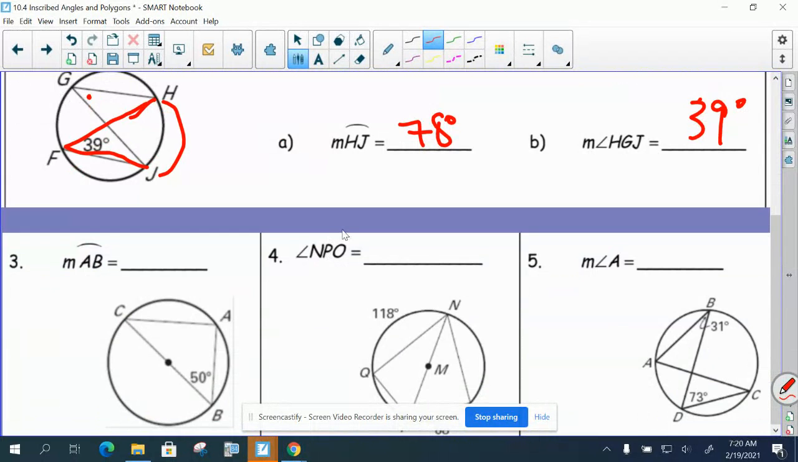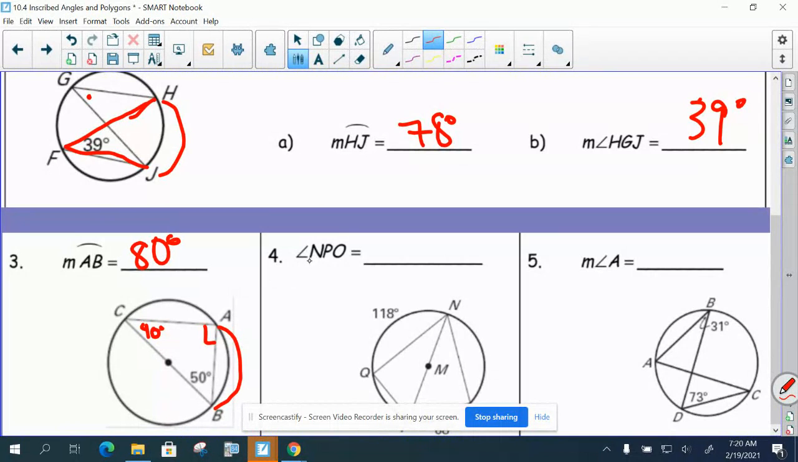Okay, number 3, the measure of arc AB. So how about that one? Well, we know that this is a right triangle since this is a diameter. So therefore, this angle here must be 40. And then since this angle intercepts arc AB, it would be twice this angle, which is 80.